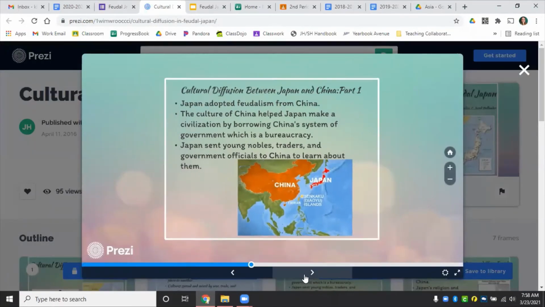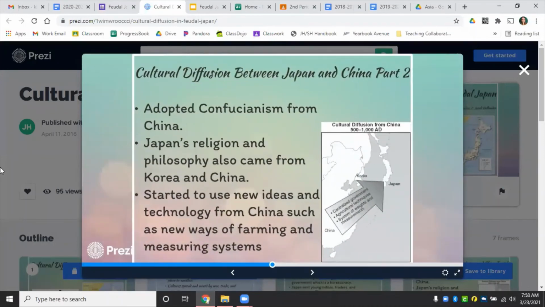So click this arrow down here. All right, so other things. They adopted Confucianism from China, which is a philosophy thing, like how to think about life. The second bullet, Japan's religion and philosophy also came from Korea and China. And then the third bullet, started to use new ideas and technology from China, such as new ways of farming and new measuring systems. Okay, well, some of those sound familiar.